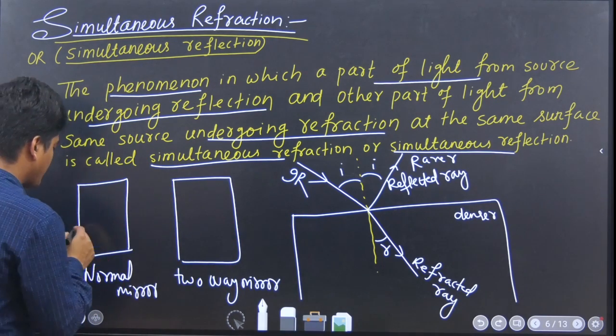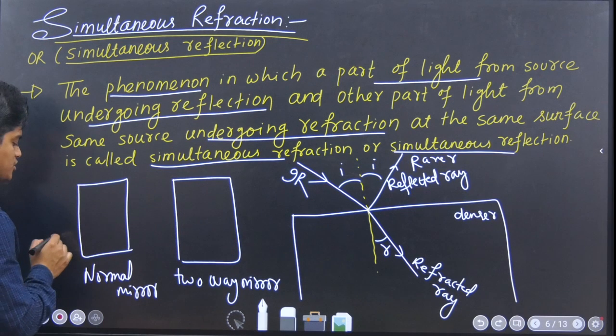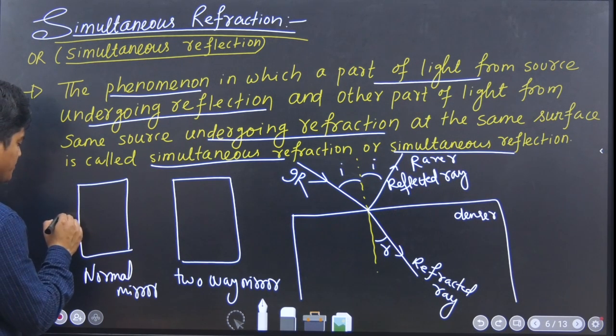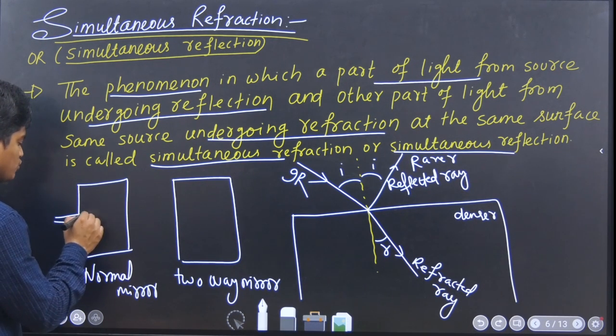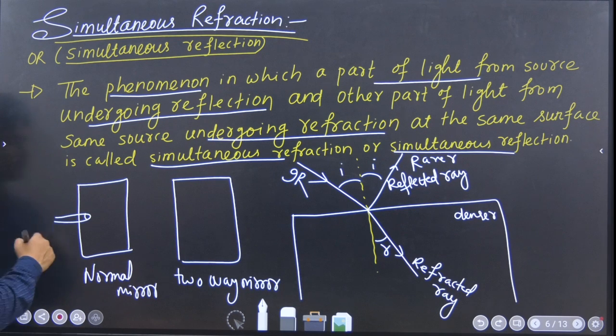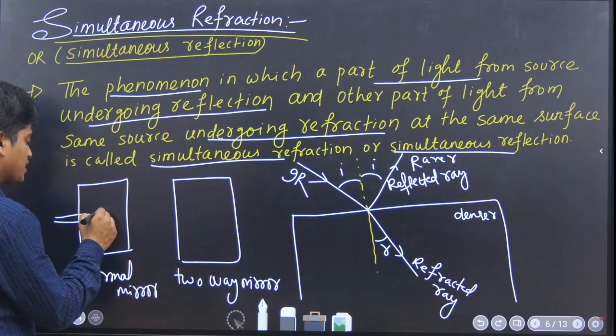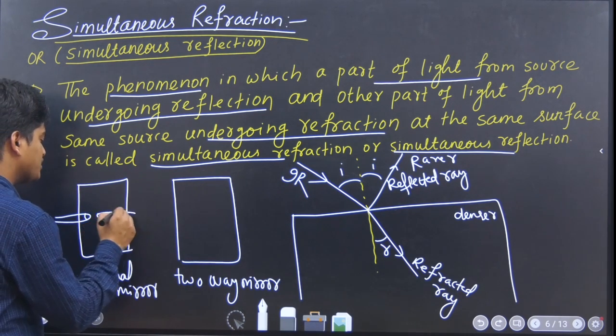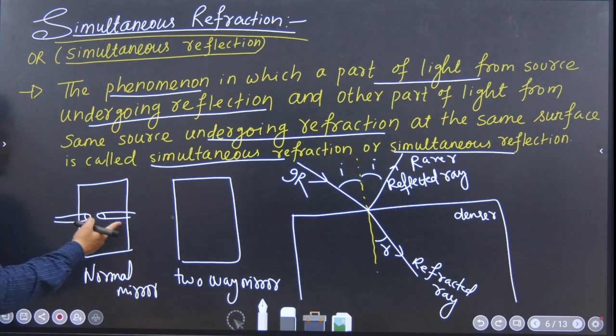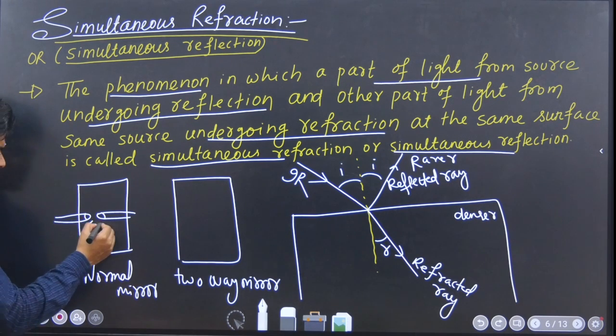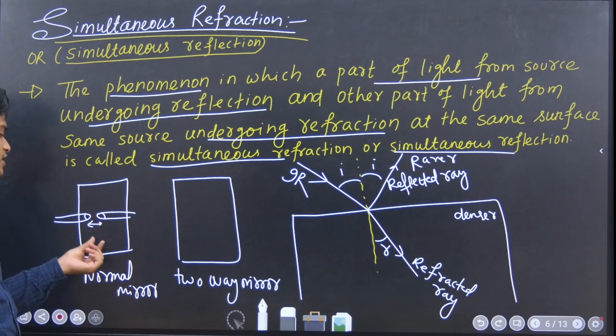So, how to understand that? Now, here if this is a normal mirror, keep your finger touching the mirror, then what will happen? You will see the image of the finger in the mirror, and if there is some little space between them, then you can understand that it is a normal mirror.